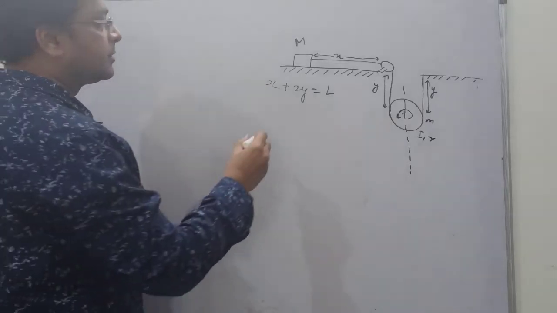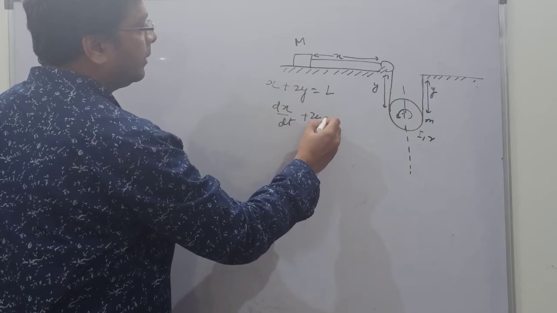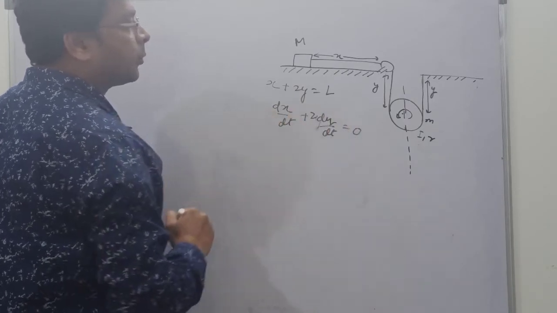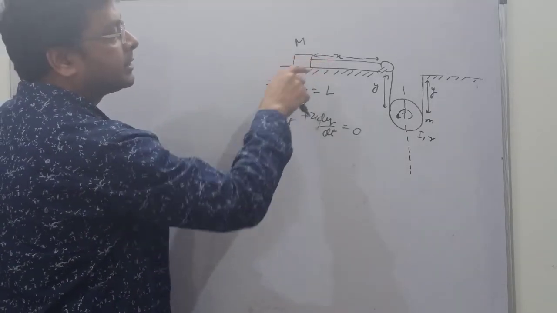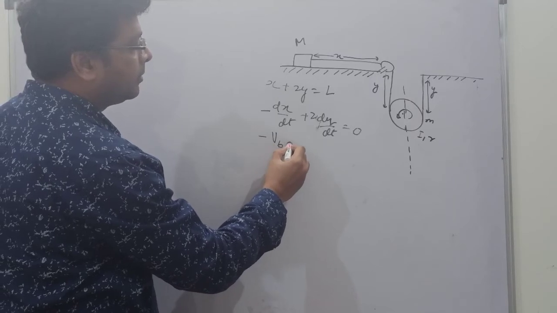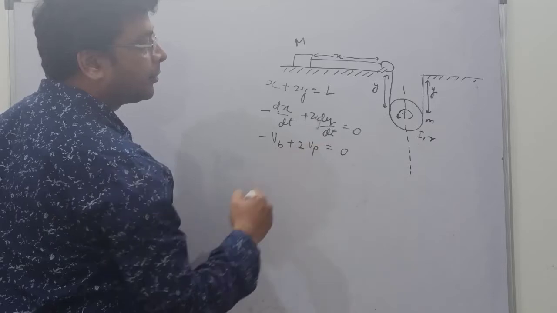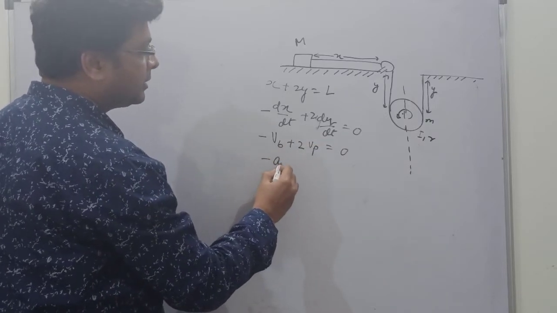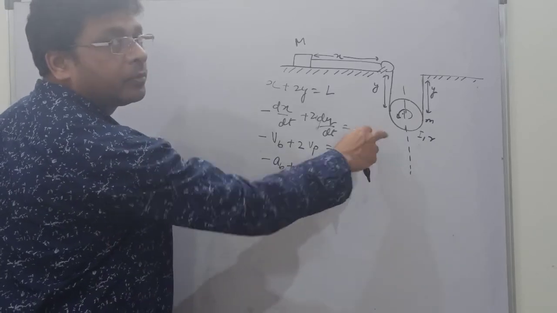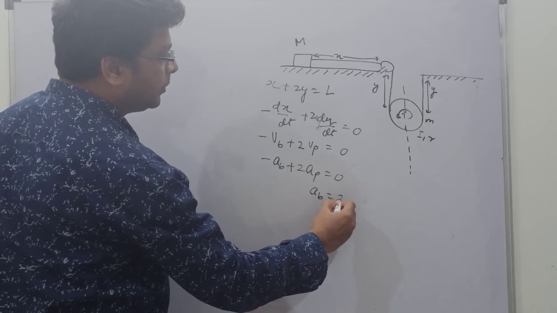Now differentiate this. So dx by dt plus 2 into dy by dt is equal to 0. As time passes, this length will decrease, so I am putting a minus sign here. So minus the velocity of the block plus 2 times dy by dt, this represents the velocity of the pulley, is equal to 0. Again differentiate this. This becomes acceleration of the block plus 2 times the acceleration of the pulley is equal to 0. I am naming this a pulley, or a disc, whatever name. Now I am getting acceleration of the block is equal to 2 times acceleration of the pulley.